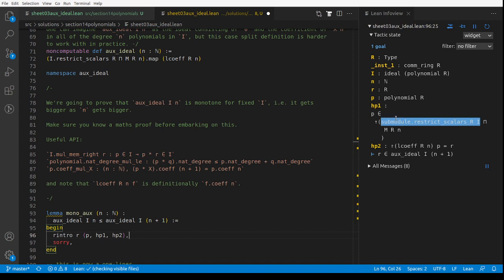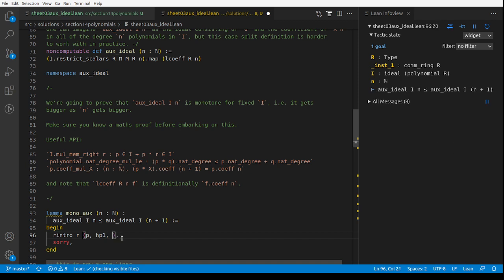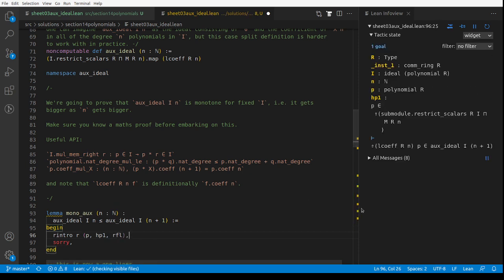So P is now in this submodule we're pushing forward, and the coefficient of P is equal to R, but R is only mentioned as this kind of arbitrary variable. R is an arbitrary element of capital R, so we can use the REFL trick here. We can put RFL there, and now we don't have any R at all. And so we've got to prove that the leading coefficient, the coefficient of x to the n in P, because this says P has got degree at most n, right?